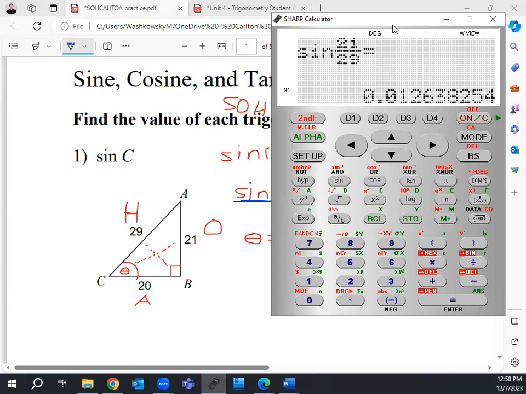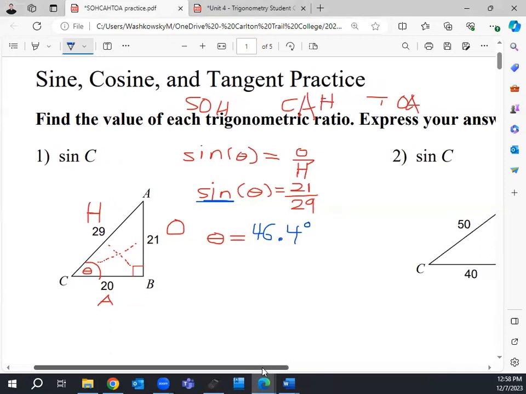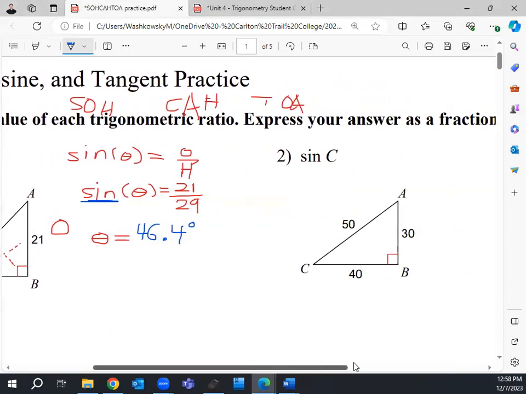Is that the same with cosine, second function? Yes. So let's try another one here. We'll make this one a lot quicker. Let's go straight to question 2 here.